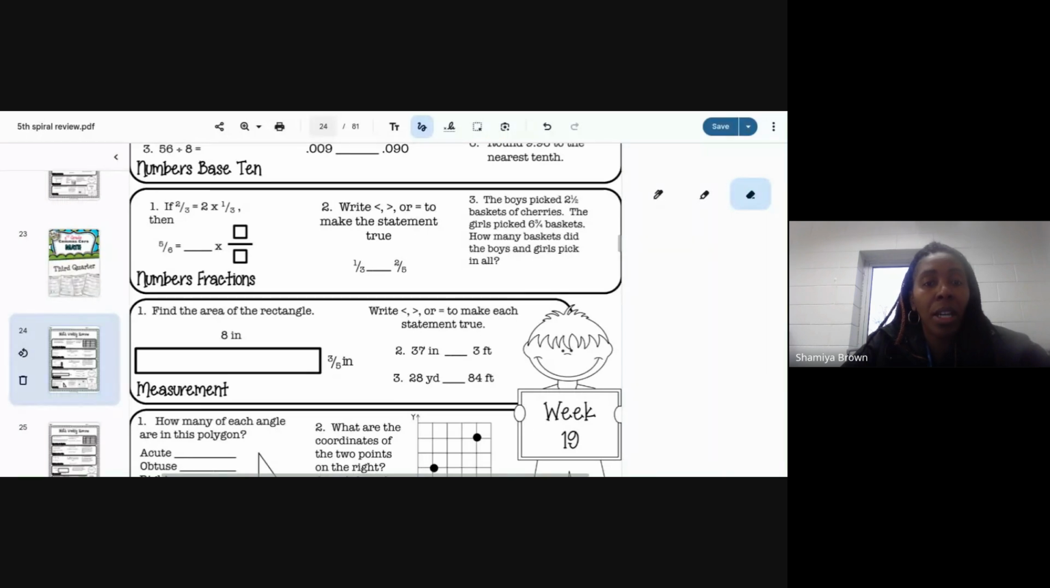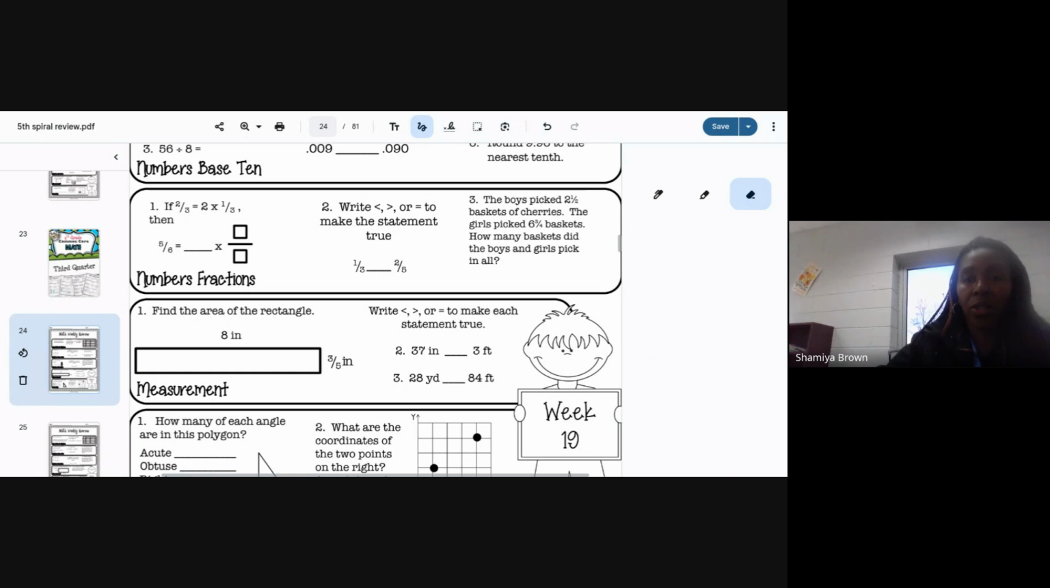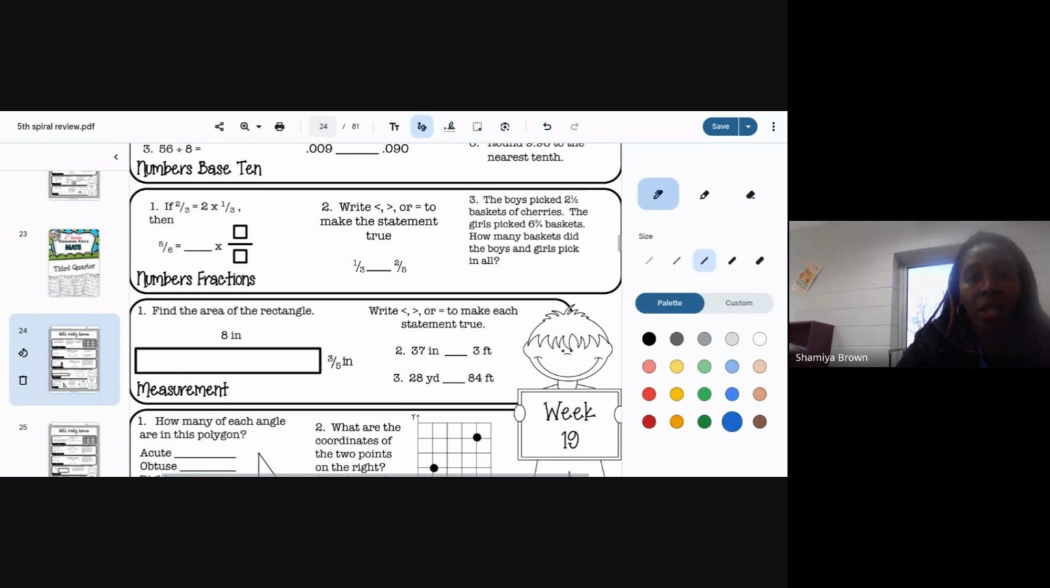So Wednesday night. It says find the area of the rectangle, 8 inches by 3/5 inch. So to find area, I know that's going to be length times width. So I'm going to have 8 times 3/5. So I have a whole number multiplied by a fraction.